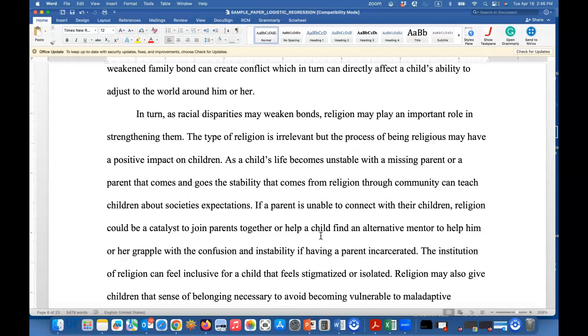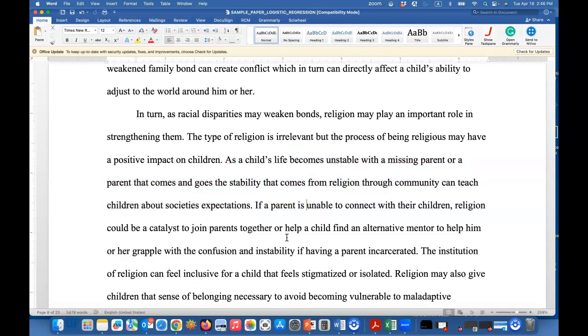The type of religion is irrelevant, but the process of being religious may have a positive impact on children. And in fact, they could add some citations in here because yes, we do find that religion does have a relationship with criminal offending. And it's very widely held up in research for many, many years.